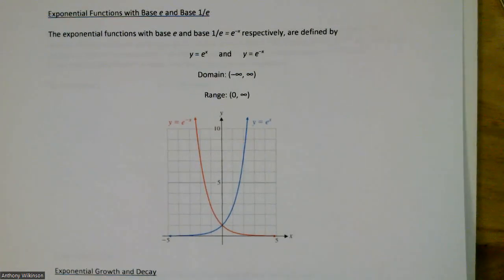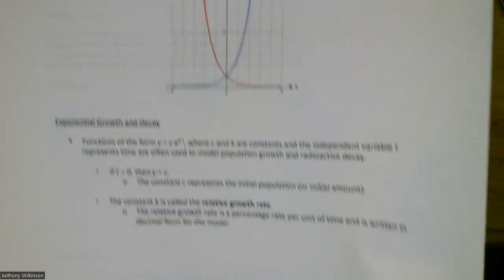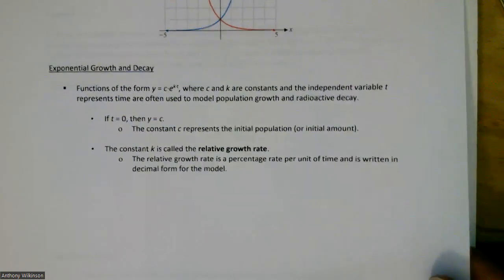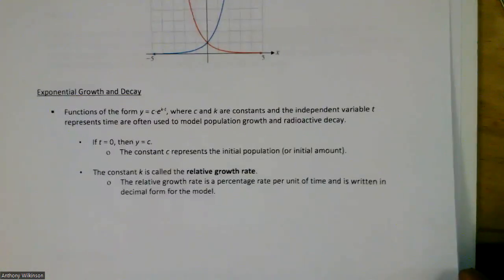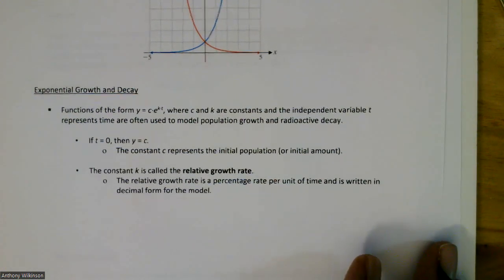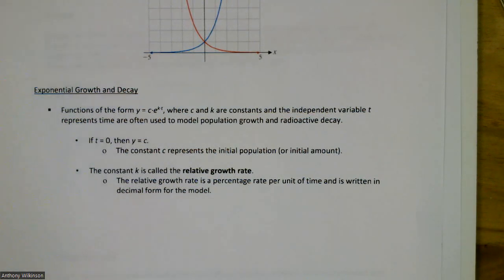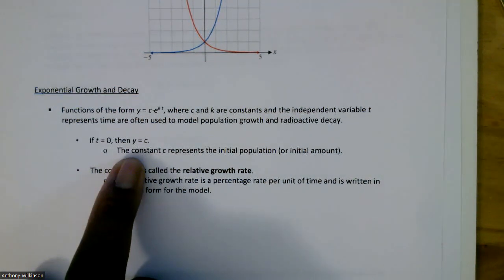All right, now an application of exponential functions would be something like exponential growth and decay. Functions of the form y is equal to c times e to the k times t, where c and k are constants, and the independent variable t represents time, are often used to model population growth and radioactive decay. So in this case, if t is equal to 0, then y is equal to the constant c.